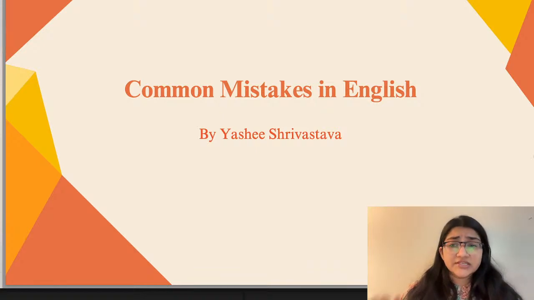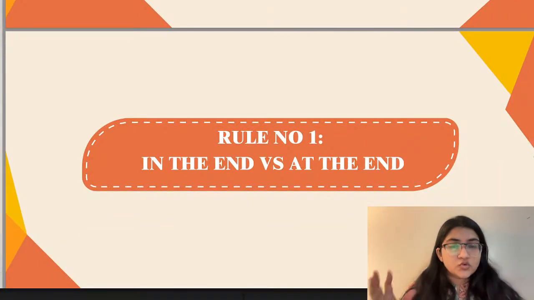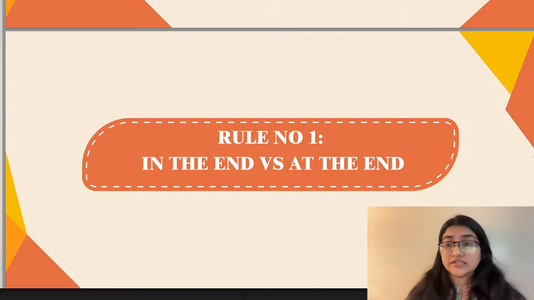Okay. So these are some common mistakes that we ought to make in English. Number one is "in the end" versus "at the end." If at all you have any idea about the difference between these two phrases, then let me know in the chat section. What is the meaning of "in the end" and what is the meaning of "at the end"? What do you think is the difference? Just drop it down in the chat section if you have a slight idea.